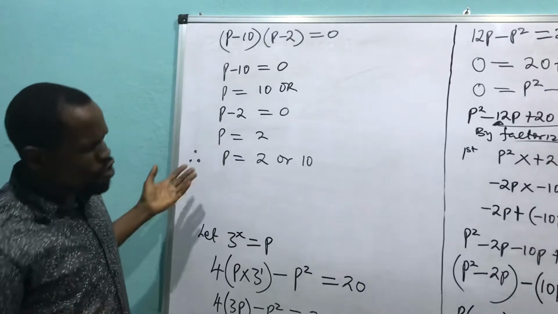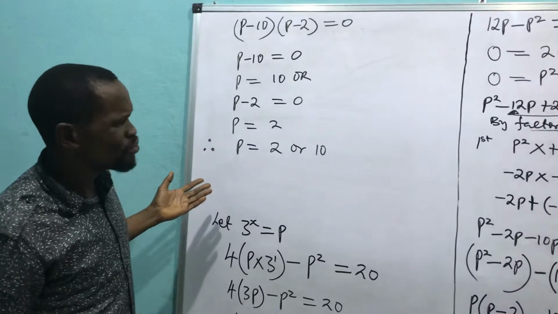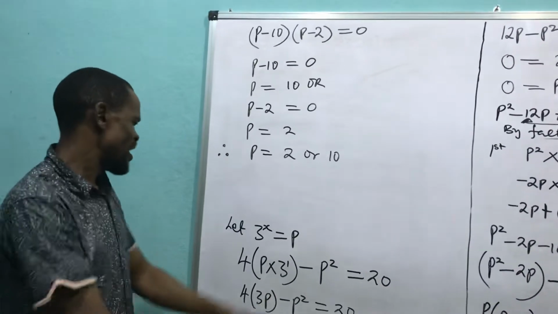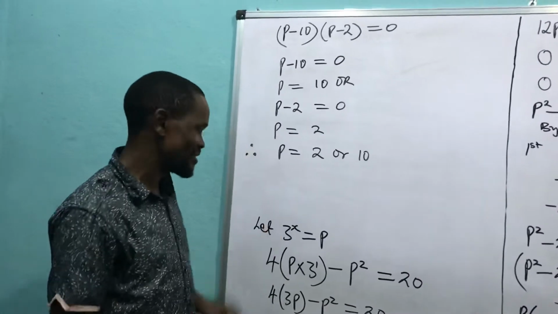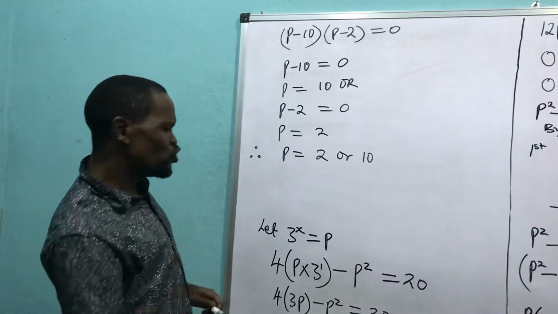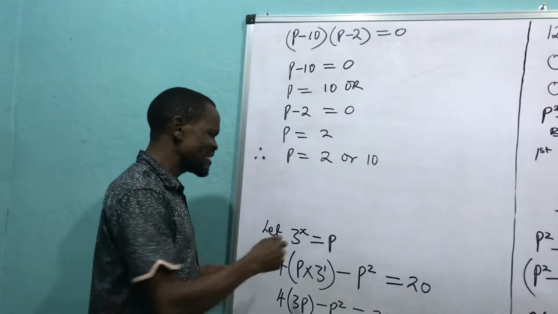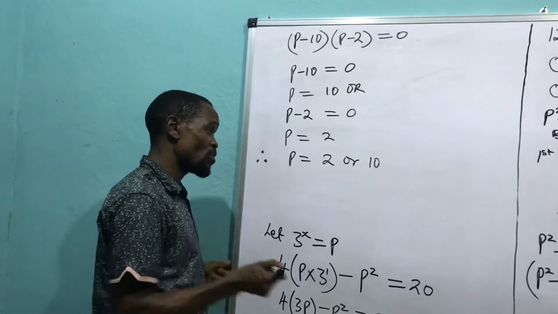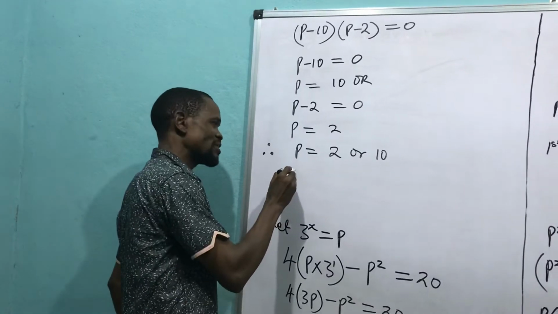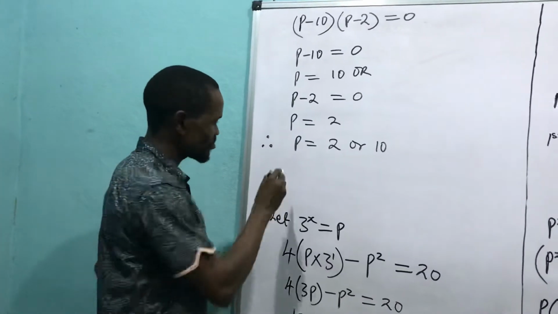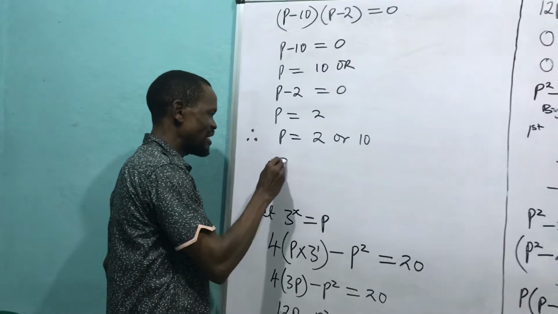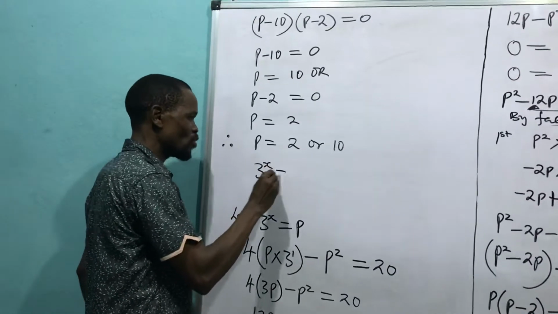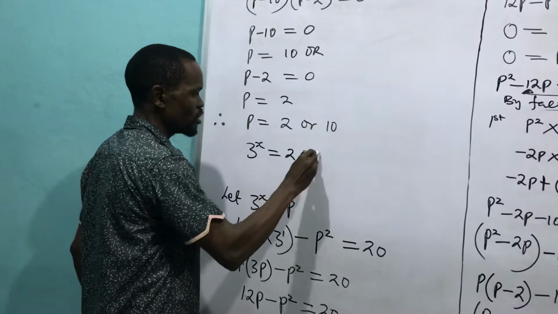Nobody asks us to find P. What they ask us is to find X. But we introduce P ourselves by saying let P be equal to 3 raised to the power X. Therefore, we now say that 3 raised to the power X is equal to 2 or 10.